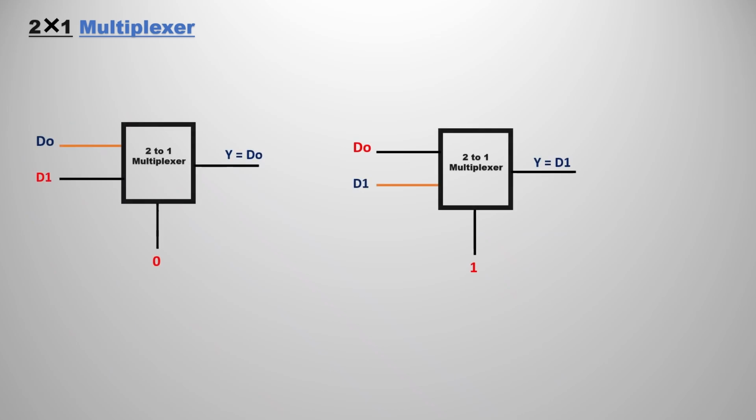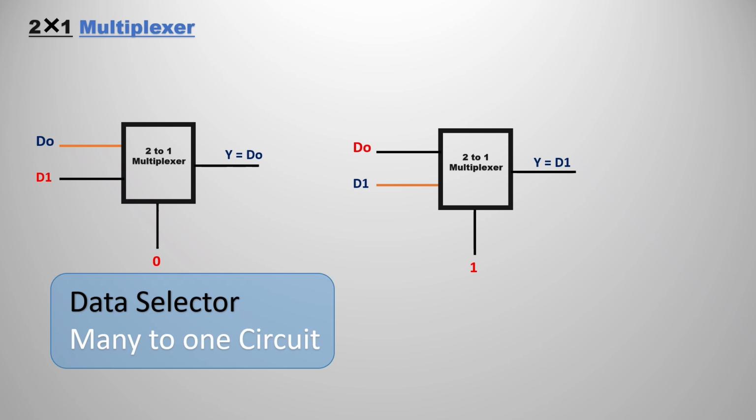For more understanding of the 2x1 multiplexer, I am showing the same truth table, the first case and the second case. In the first case, I am passing 0 in S0, so y is D0. In the next case, the select line is 1, so the output would contain D1, so y is equal to D1. I hope you are understanding this.